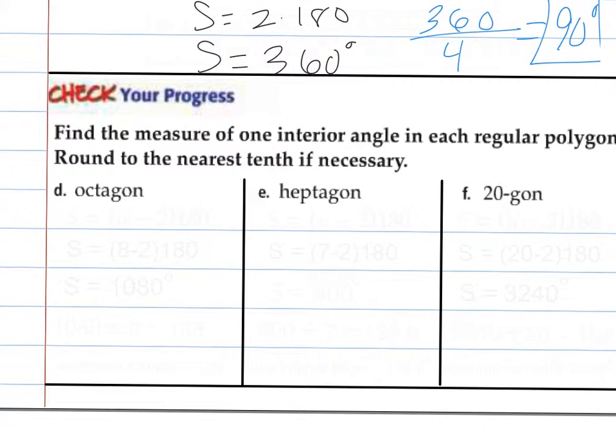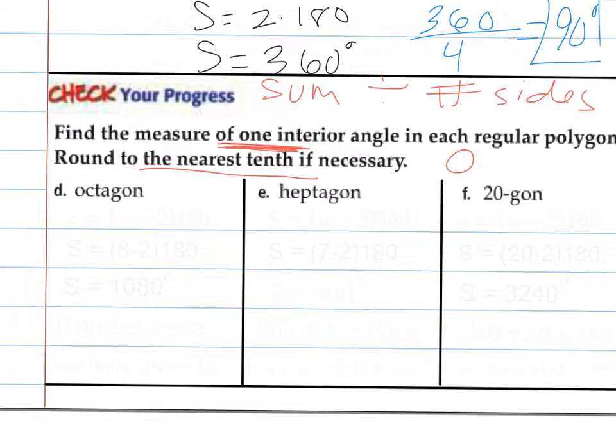So let's do this. Again, just reading directions is the only tough part in this. We're finding the measure of one interior angle, not the sum, just the one, but we need the sum to find it. So remember, we're going to find the sum and then divide by the number of sides. We're also going to read directions because it says round to the nearest tenth. The tenth place is right here, so sometimes we have to look to the hundredth place to determine if we need to round up or stay the same. Octagon, 8 sides.